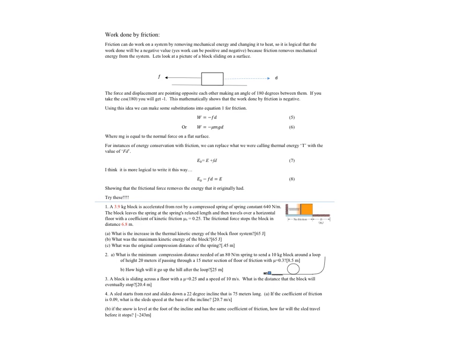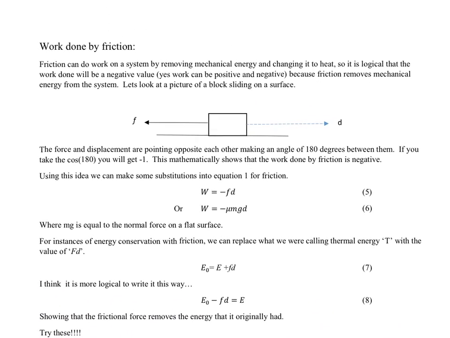So now, work done by friction. Friction will remove energy from the system. All right, so it's removing the mechanical energy. It's changing it from a mechanical form to a thermal energy. All right, so it's no longer mechanical, won't cause motion of the object. So yes, work can be negative.